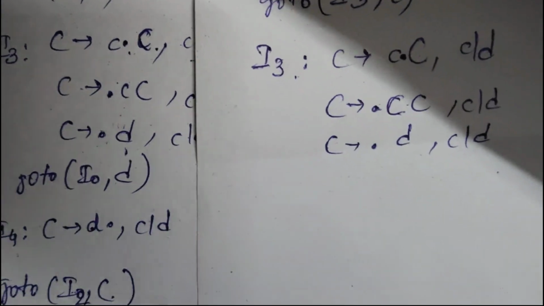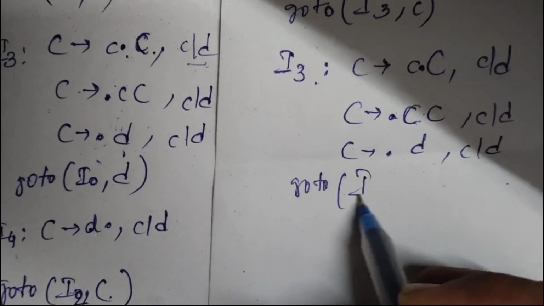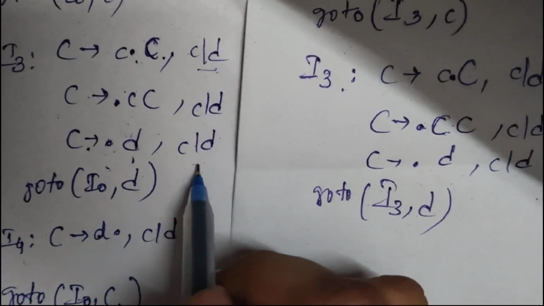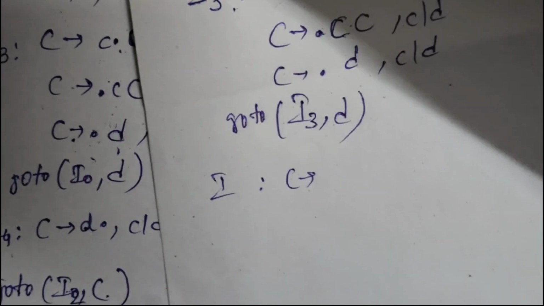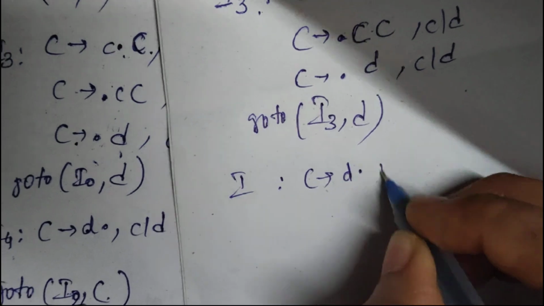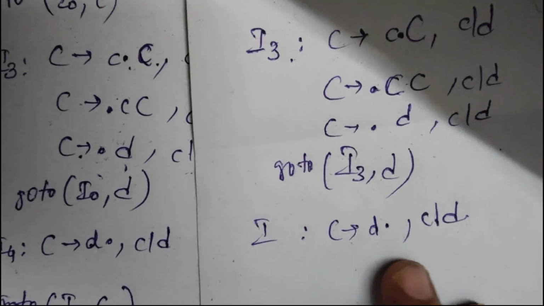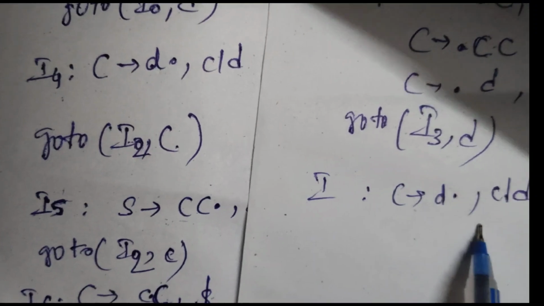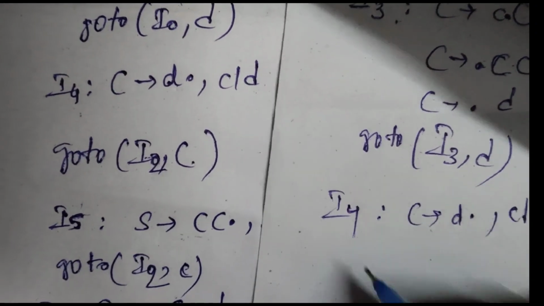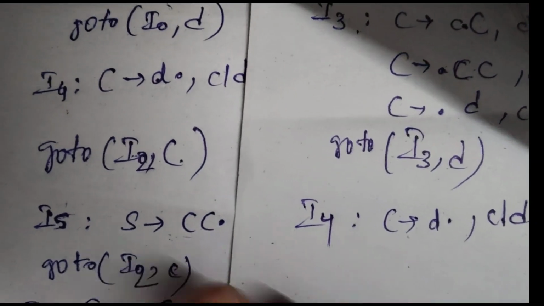Okay. Next we'll go with the D. So go to I3 comma D. This dot will be shifted here and the look ahead symbol will remain the same. D produces d. This dot will be shifted, right? So the dot will come here and the look ahead symbol is as it is. Do we get this anywhere else? See, we got the same prediction here, that is I4. We can just write it the same. Already we got it.